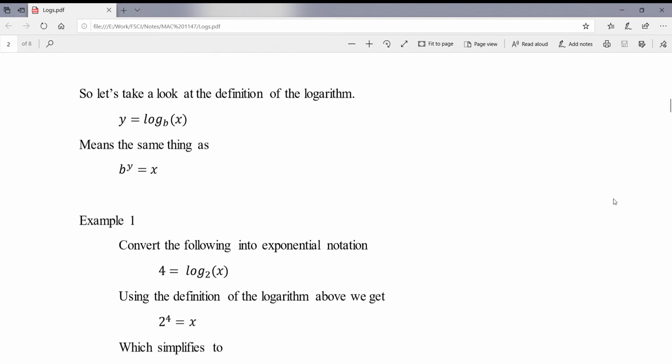So let's take a look at the definition of the logarithm. Y is equal to log base b of x means the same thing as b to the y exponent is equal to x.